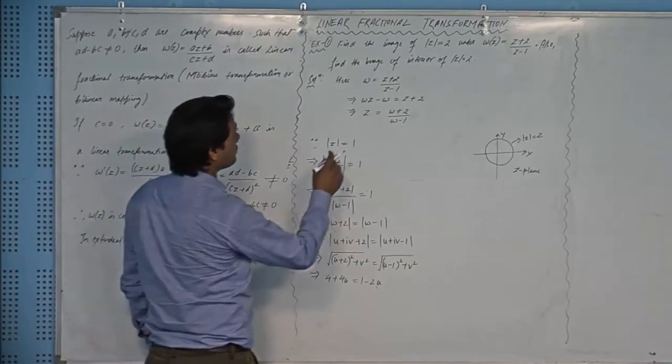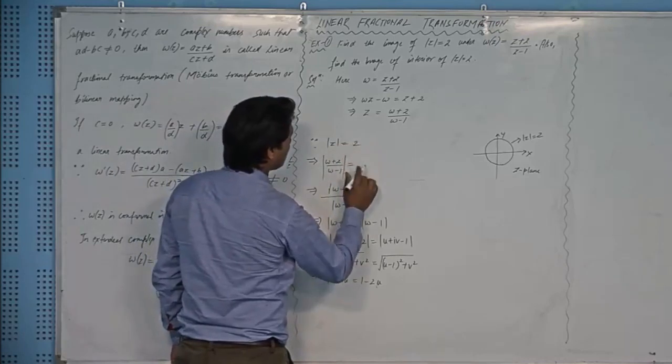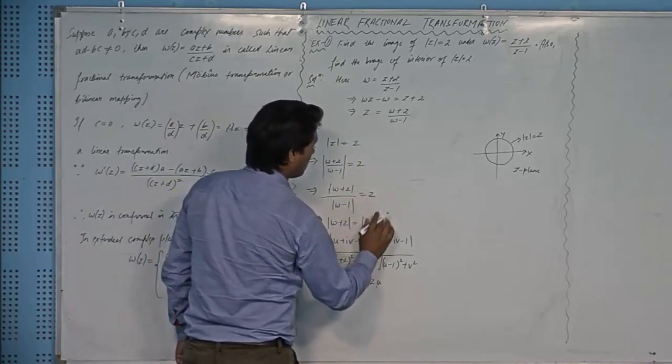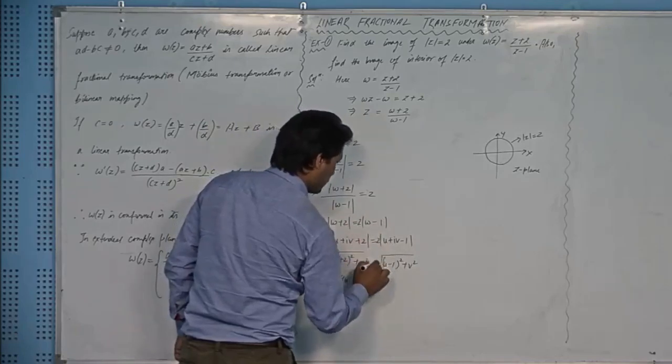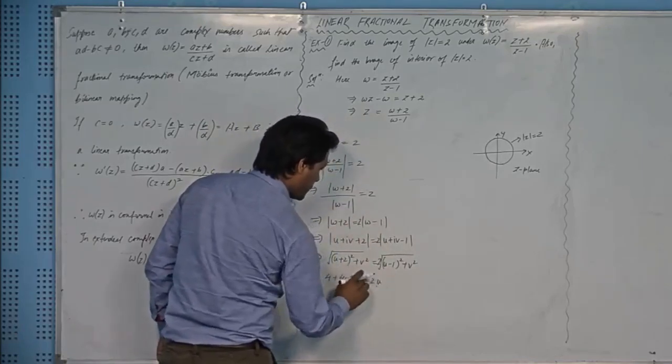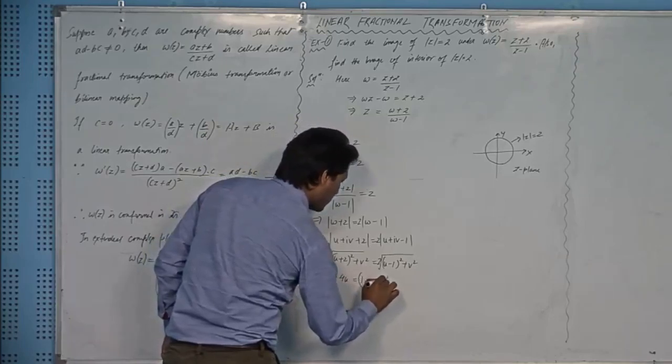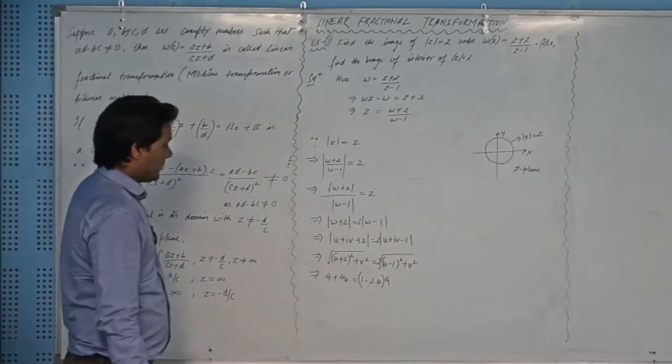Sorry, it was mod z equal to 2. So here we'll have 2, right? And on squaring we'll get 4 times of this thing, right?